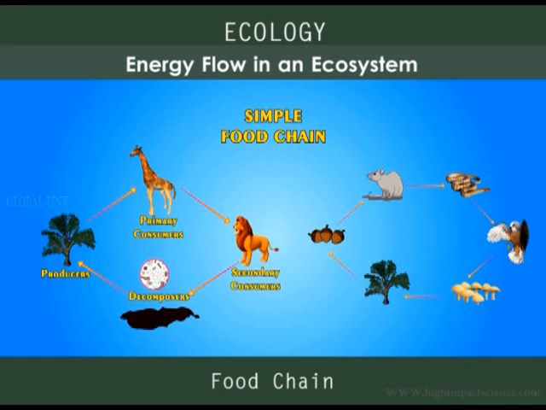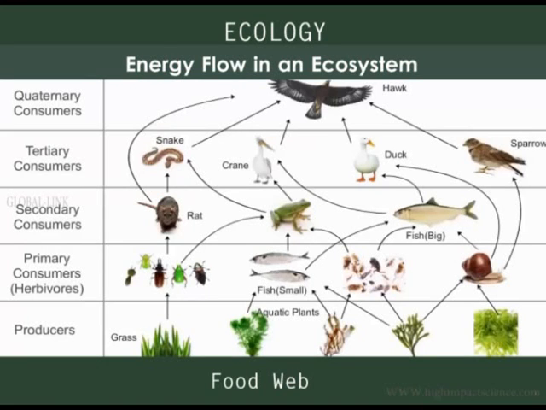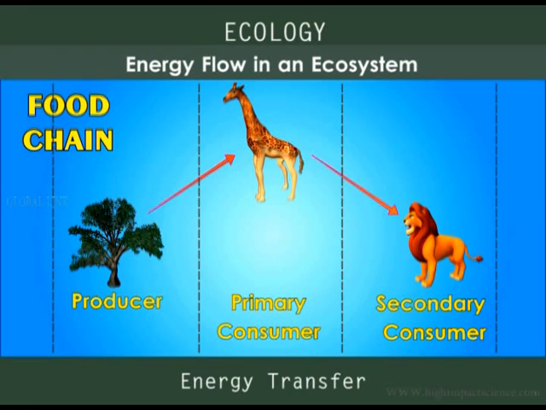But life is not that simple. If you look at this food web, it is made up of several interconnected food chains. But even in this food web, it is still easy to point out the various trophic levels. Therefore, we say that energy is transferred from one trophic level to the next.